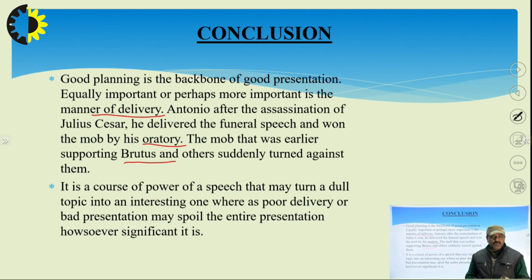So many things are noticed. Whether you are presenting to an audience that is male only, female only, or both male and female, all these things are counted. Their age range, their gender, to whom you are communicating. If you keep all this in mind, certainly your presentation will be a successful and effective presentation.